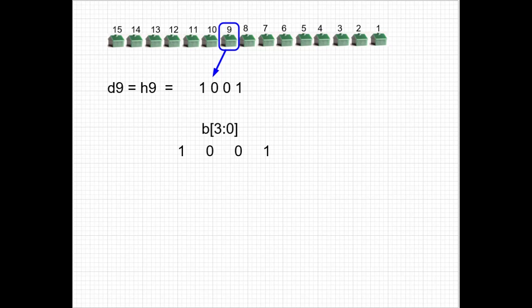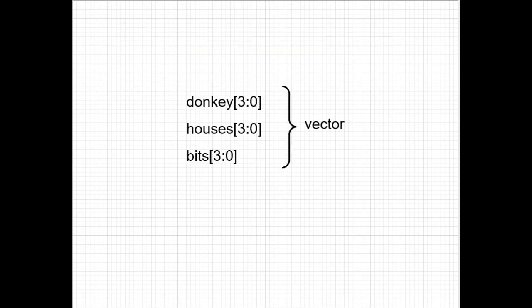It's just a name, and it could be anything. Bits, donkey, or conveniently, houses. The important thing is that the name refers to the whole set of binary bits. Think of the name as a number. In coding, you might think of it as a variable. By the way, we call this sort of representation of groups of bits a vector.